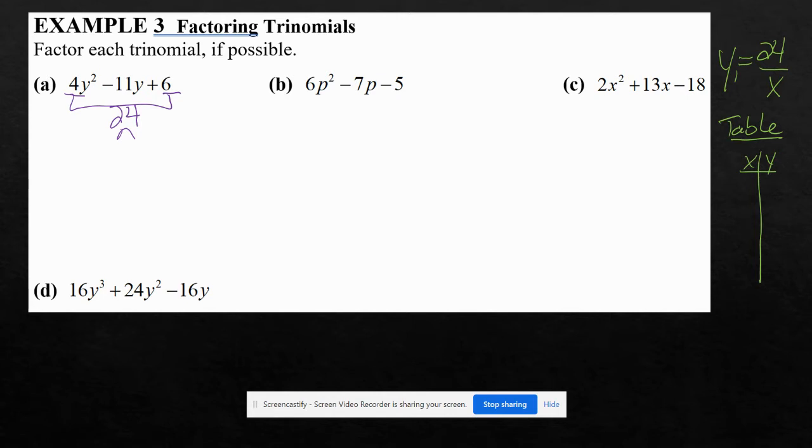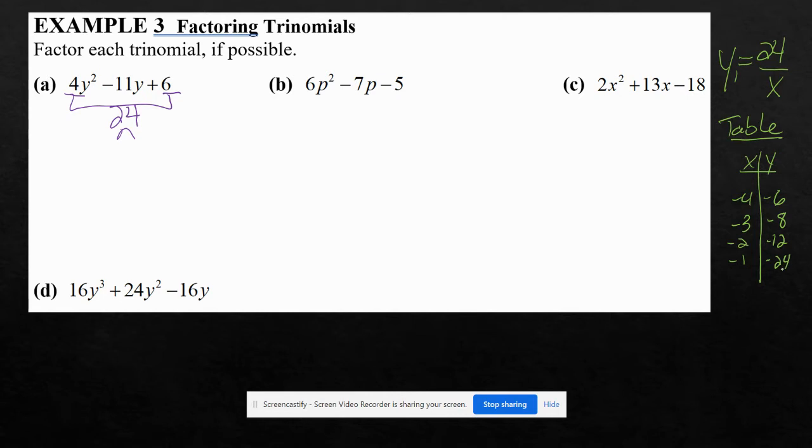Because we want a negative 11, we're going to focus on the negative part. So you would have negative 1, negative 24, negative 2, negative 12, negative 3, negative 8, negative 4, negative 6, and so on. Again, some of them are going to be decimals, but basically what you're doing is this table, if they're whole numbers, they are numbers that multiply to 24. So your job is to say, okay, which of those will add to negative 11?